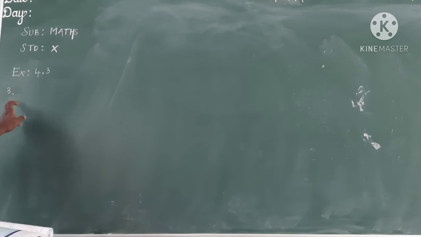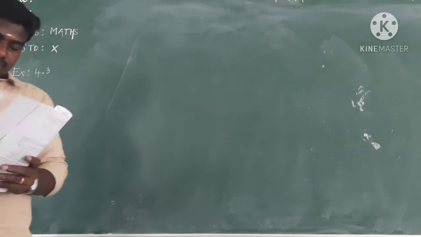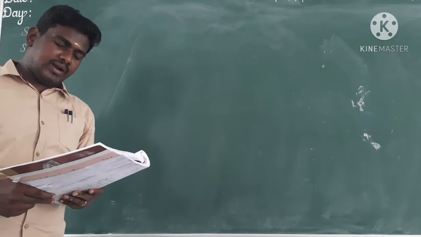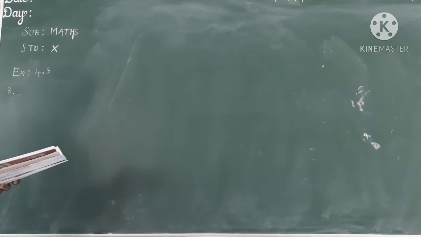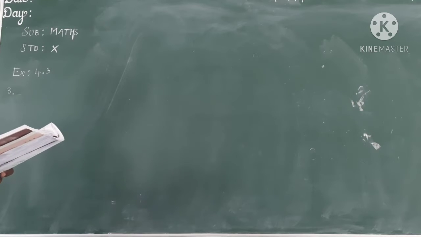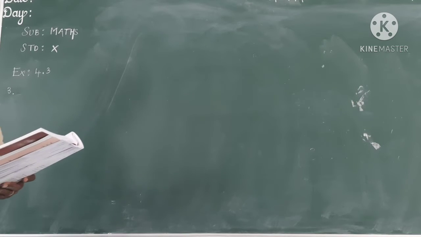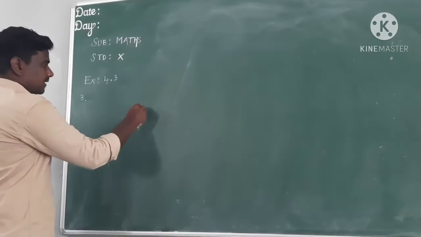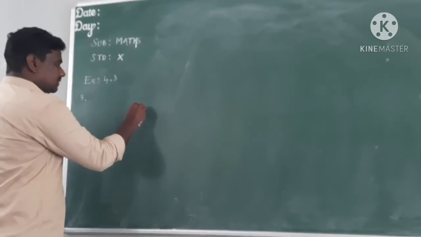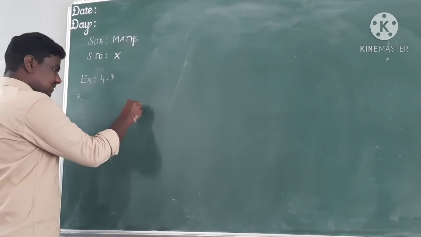Exercise number 4.3, question number 3. The question is to get from point A to B. To get from point A to B, you must avoid walking through a pond. You must walk 34 meters south. This is the present position or initial position.